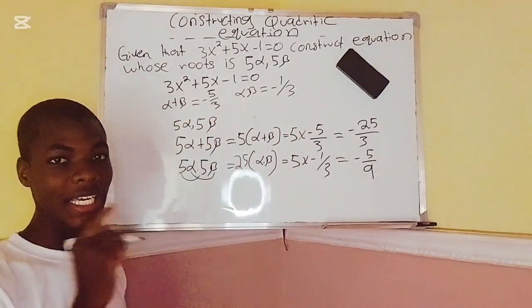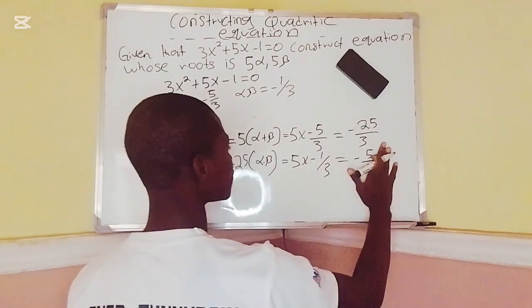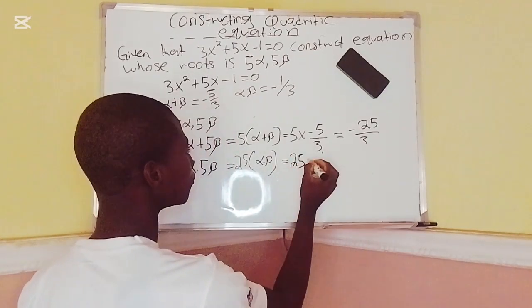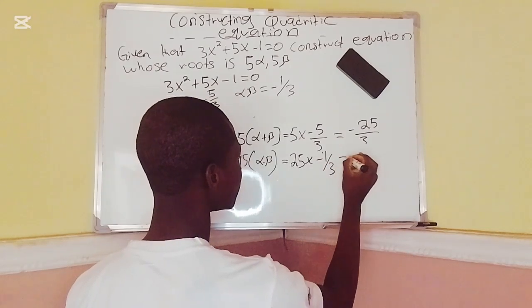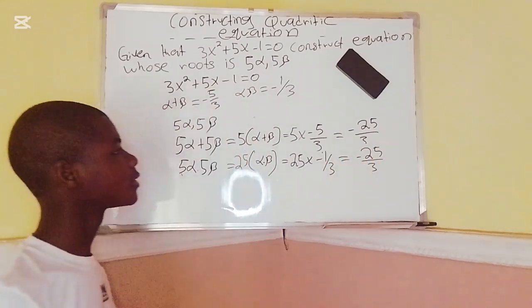Care must be taken in this kind of question. So therefore this will automatically equal 25 multiplied by negative 1 over 3, which equals negative 25 over 3.